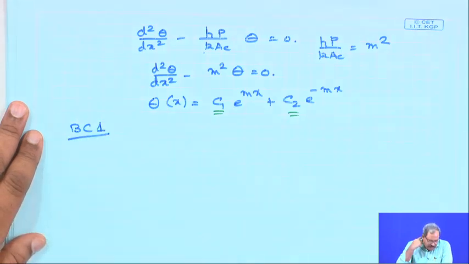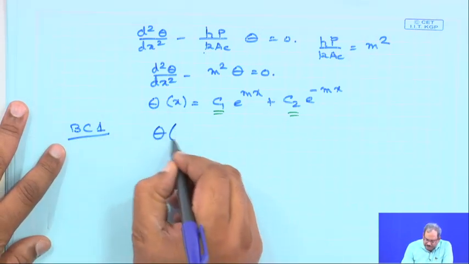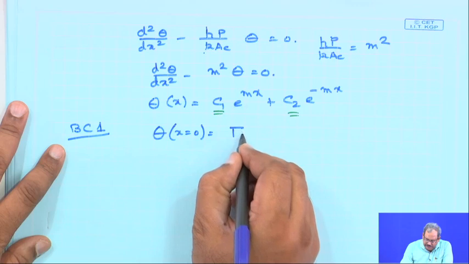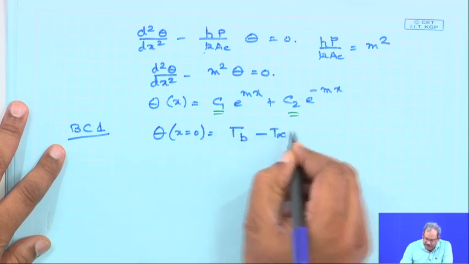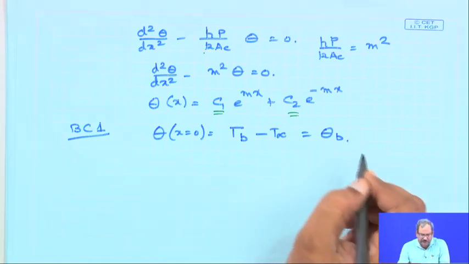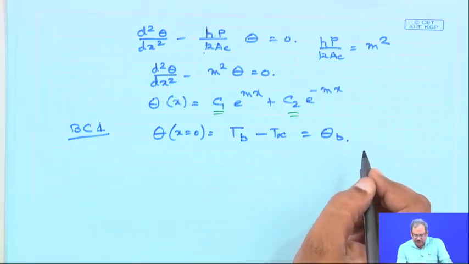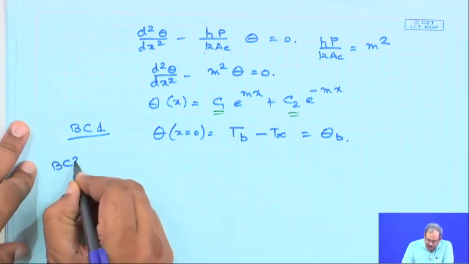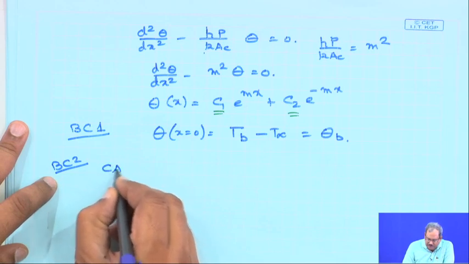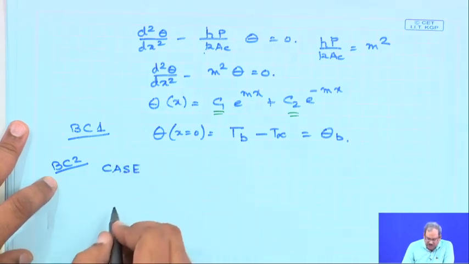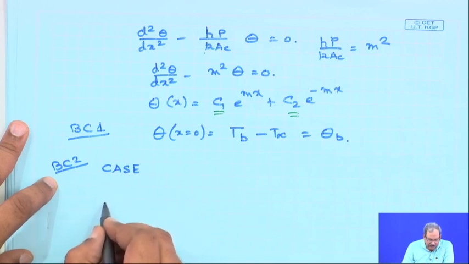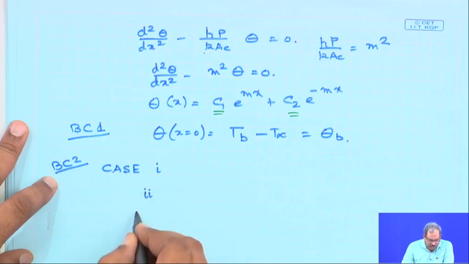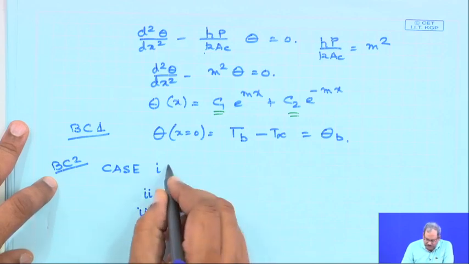Boundary condition 1 is fixed, that is theta at x equals 0. Let us call it theta b, this should be equal to T at the base minus T infinity. So, that is the constant, that is the temperature which is known at x equals 0. And for boundary condition 2, you have several cases. So, I will discuss but not write what the solutions for these are. So, this is case 1, then case 2 and 3, we will talk about three cases.